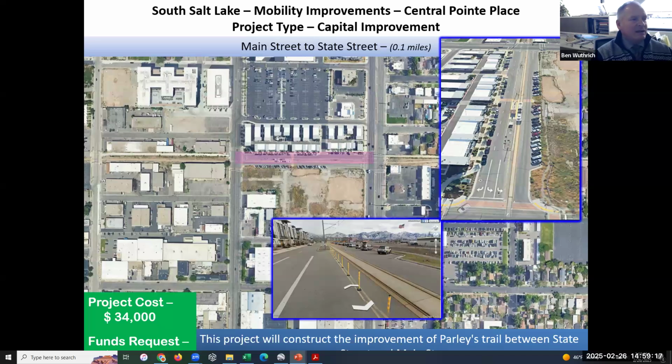The next project is also in South Salt Lake on the Central Point Place. It's between Main Street and State Street, about 1/10 of a mile in length for active transportation improvements. Estimated cost $34,000. Funds being requested a little more than 31,000.